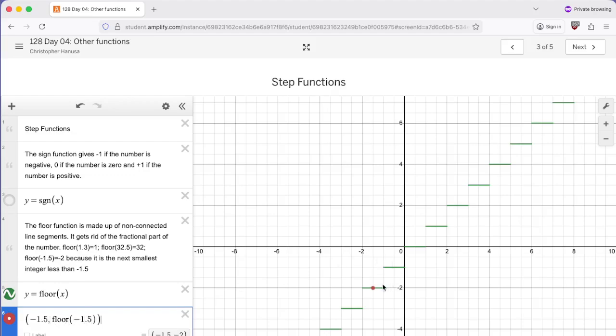You can see this point right here. When you're at -1.5, it goes down to the next integer. So in this case, it's not exactly getting rid of the 0.5. We don't get the -1. Instead, what happens is it goes down to the next integer. And you can think of that up here too. Let's say you had 1.3, you take the floor of that, you go down to 1. You go down from 32.5 down to 32. And so the floor of -1.5 goes down to the next integer, which is -2. Okay, so that's the floor function and the sign function.